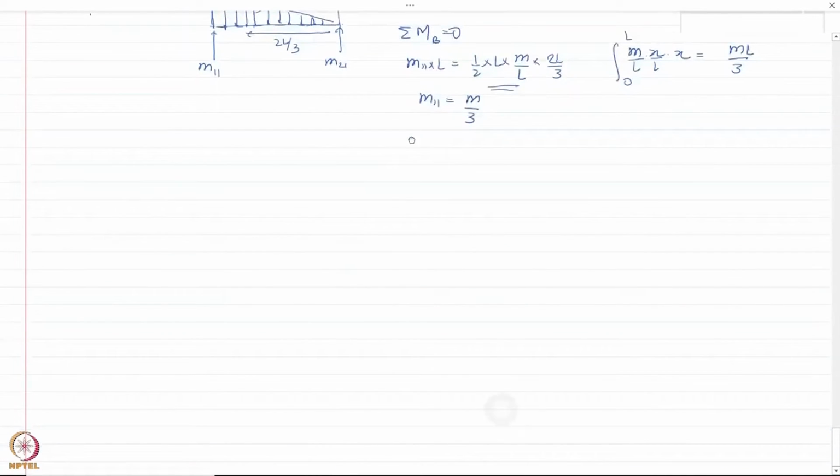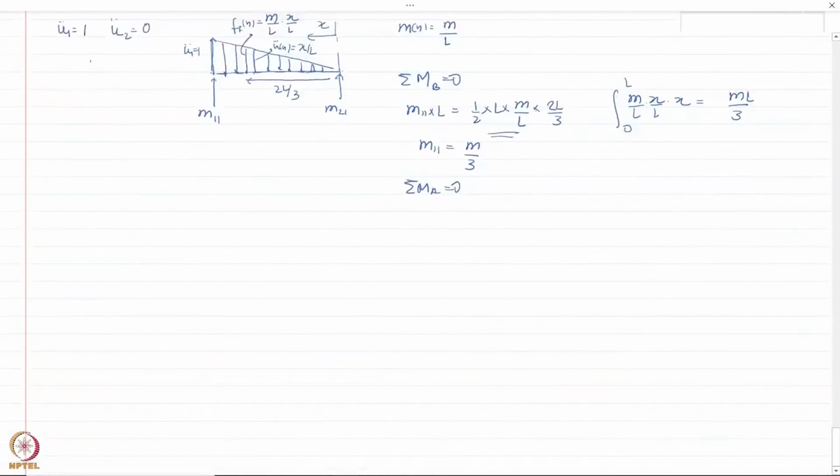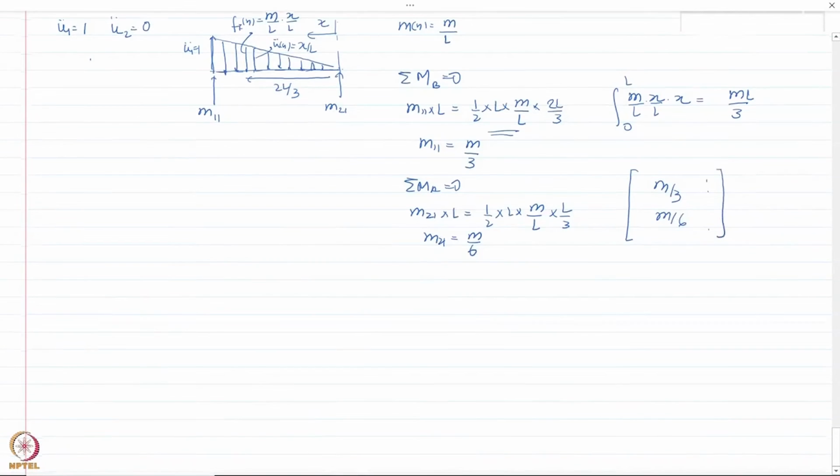Okay, similarly, if I consider summation ma equal to 0, then you will get m21 times L is equal to the same quantity, but now from the left hand side it is at distance L by 3. So here you get m21 as m by 6. So we have got the first column, m by 3 and m by 6. We still need to get the second column here.